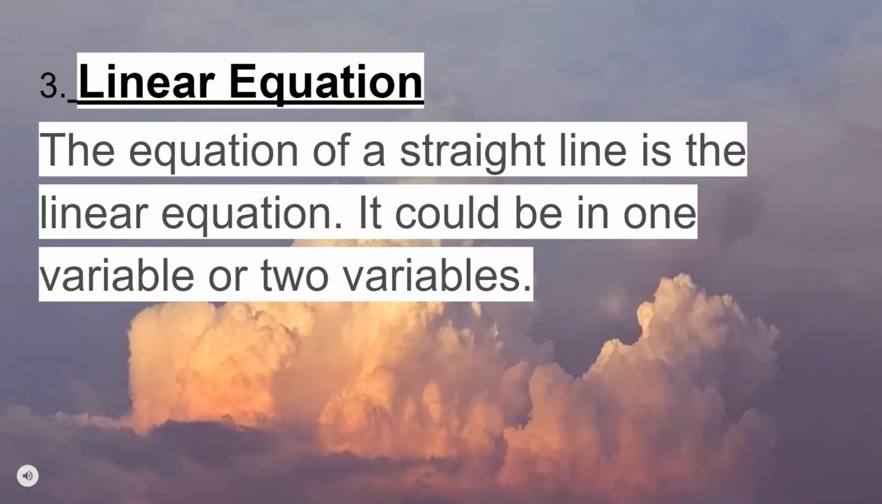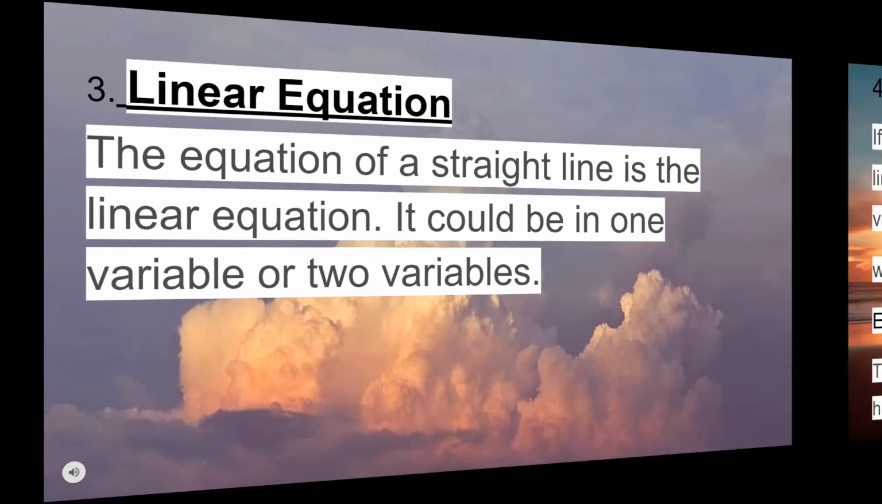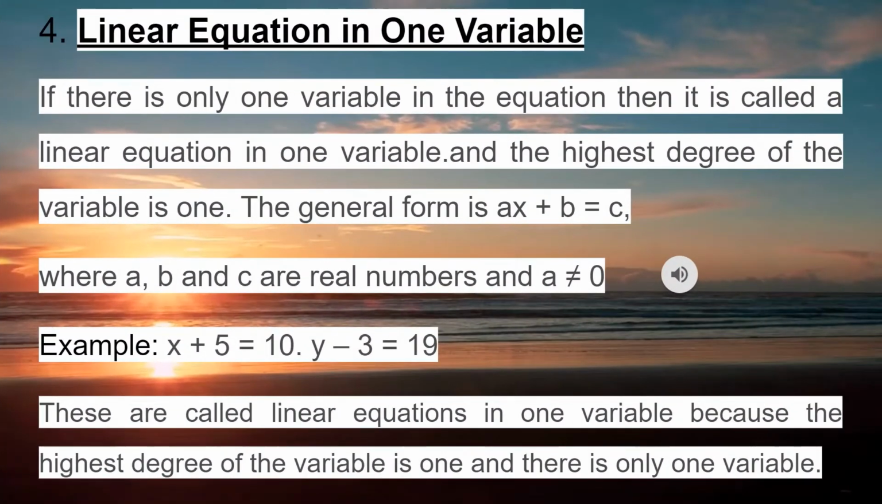Next one is linear equation. What is a linear equation? The equation of a straight line is the linear equation. It could be in one variable or two variables. Now we can see linear equation in one variable. What is linear equation in one variable? If there is only one variable in the equation, then it is called a linear equation in one variable. And the highest degree of the variable is 1.